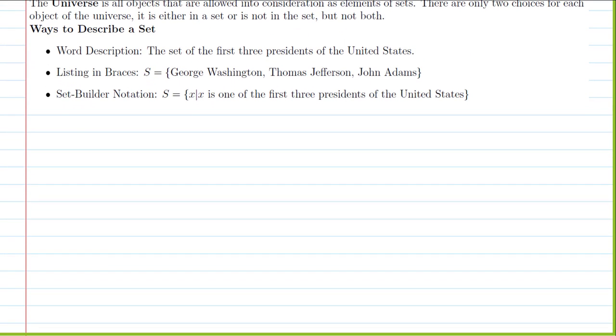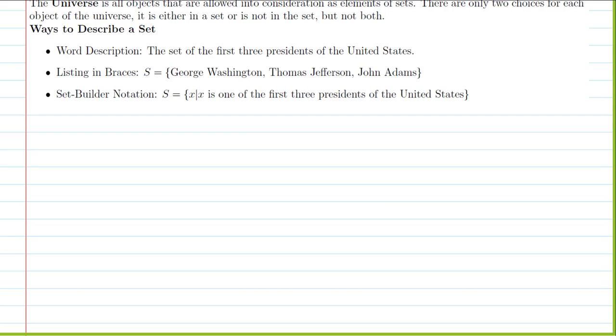There are multiple ways that we can define a set. One of them is to just describe it in words. For instance, the set of the first 3 presidents of the United States. That's a perfectly well-defined set. We could also list the set, which is something we've done in previous classes, as the set S is equal to George Washington, Thomas Jefferson, and John Adams. That's just an enumeration of all of the elements of that set.